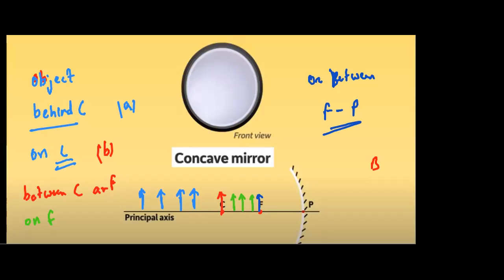No, Brinda, don't count the number of lines. First position is this, behind the center of curvature, this blue line. Second is on C, on the center of curvature, this red line. Third is between the center of curvature and focus, these V lines. Fourth is on focus. And fifth is between focus and pole. So don't you think that there are actually 5 positions?